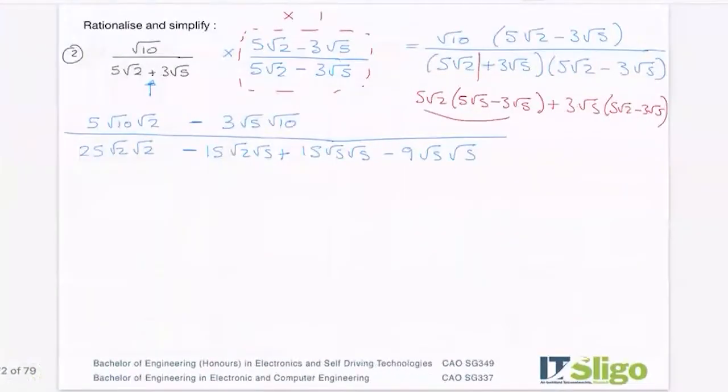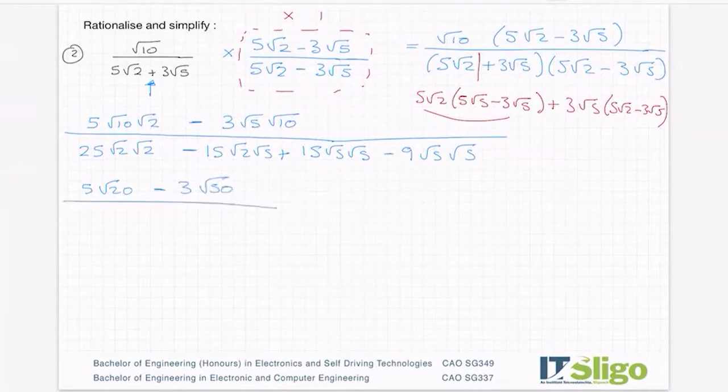So how does that work? Well, I have 5. Now I have root 10 by root 2, which is root 20. And then I have 3 root 5 by root 10, which is root 50. Now I have 25, and root 2 by root 2, which is root 4.